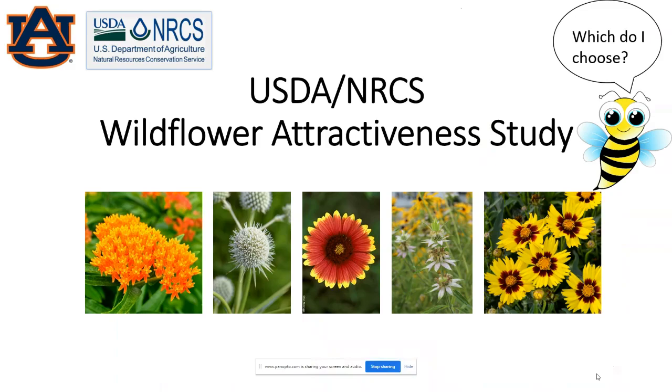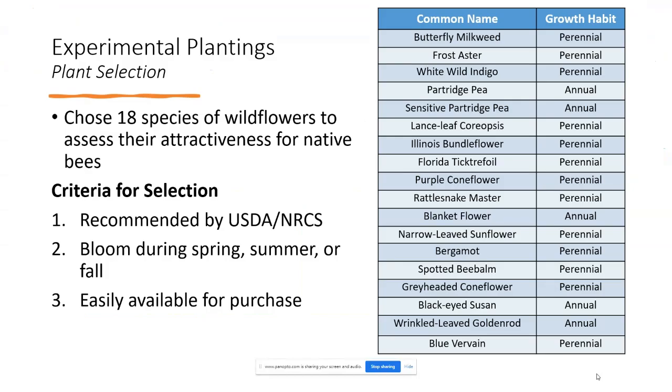So from that wildflower list that the USDA NRCS provides, we did a really interesting study here in Auburn, Alabama, to investigate the attractiveness of some of those wildflower species to see which species are highly attractive to native bees, because ultimately we want to plant to attract the highest diversity and abundance of bees. So for this little experiment that we ran, we chose 18 species from that list that I just showed you from that QR code. And we chose 18 species to assess their attractiveness to native bees.